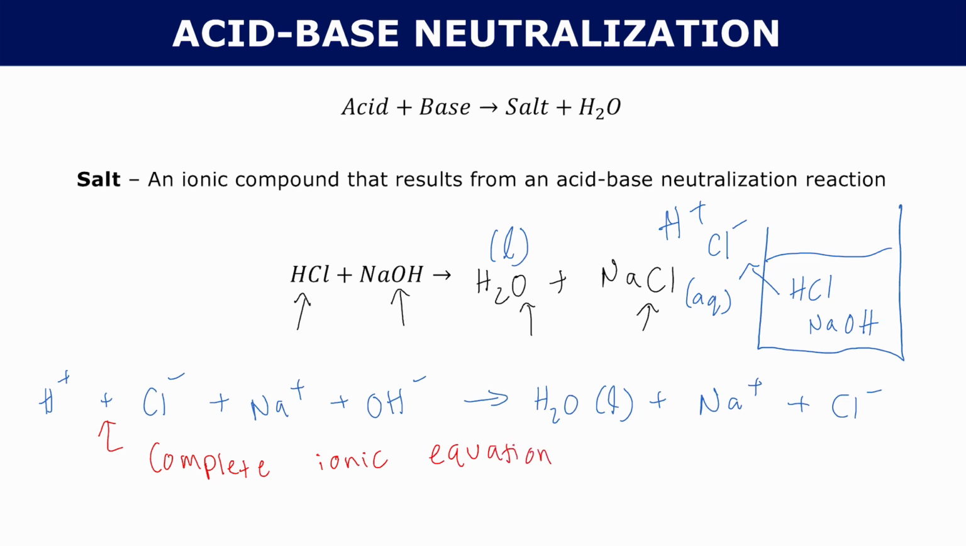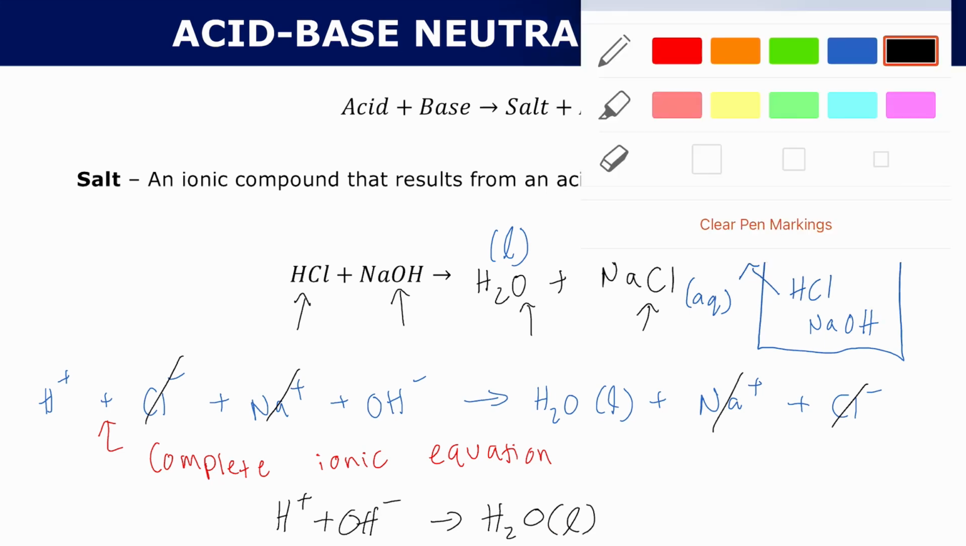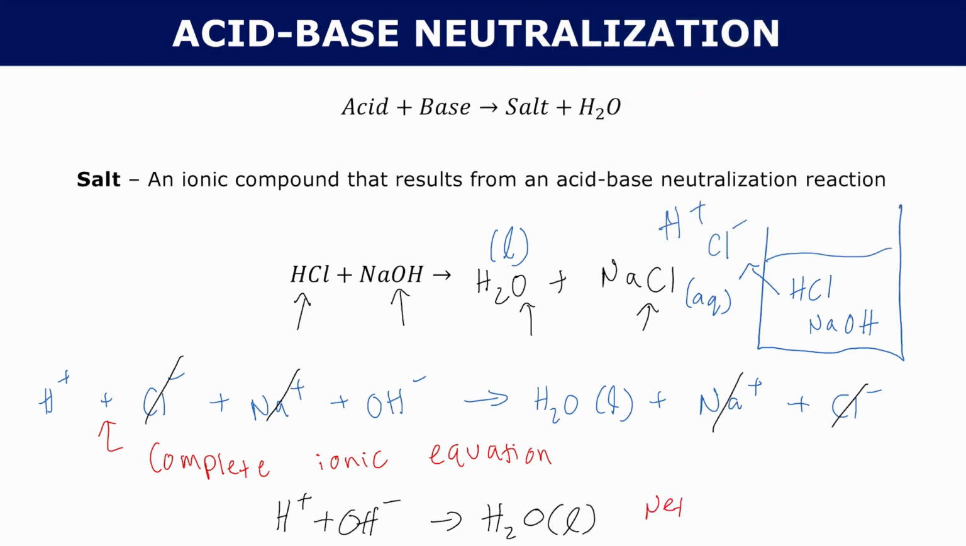There's one last thing to notice about this complete ionic equation: certain ions are present both on the reactant side and on the product side. In this case, we have both the sodium and the chloride appearing on the reactant side and the product side. So we can cancel out the sodiums and cancel out the chlorides. That leaves us with H+ reacting with OH- to form H2O liquid. And this is what we call the net ionic equation.